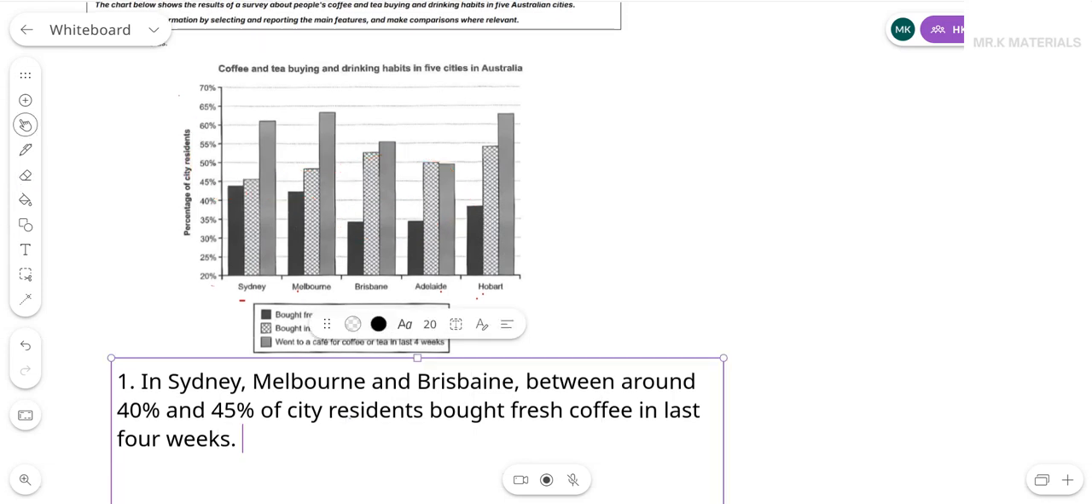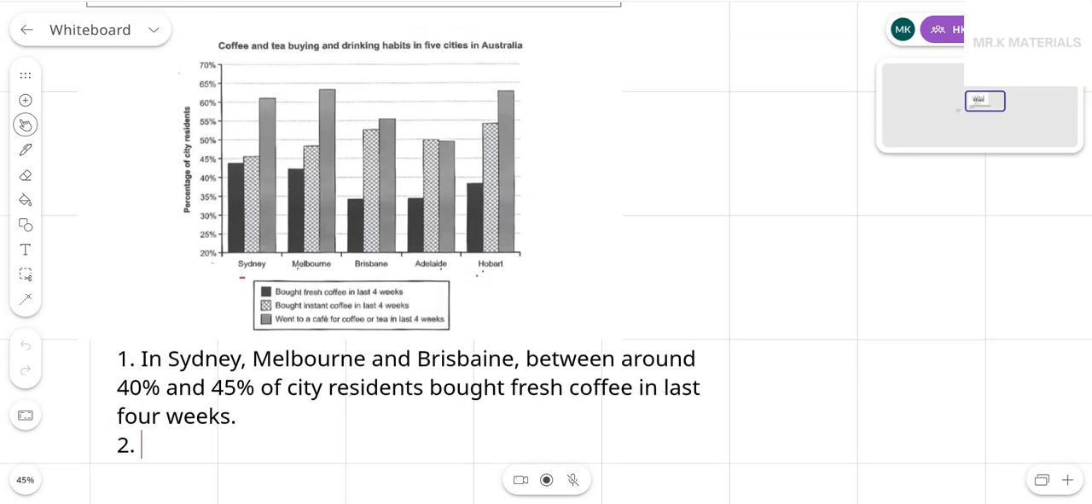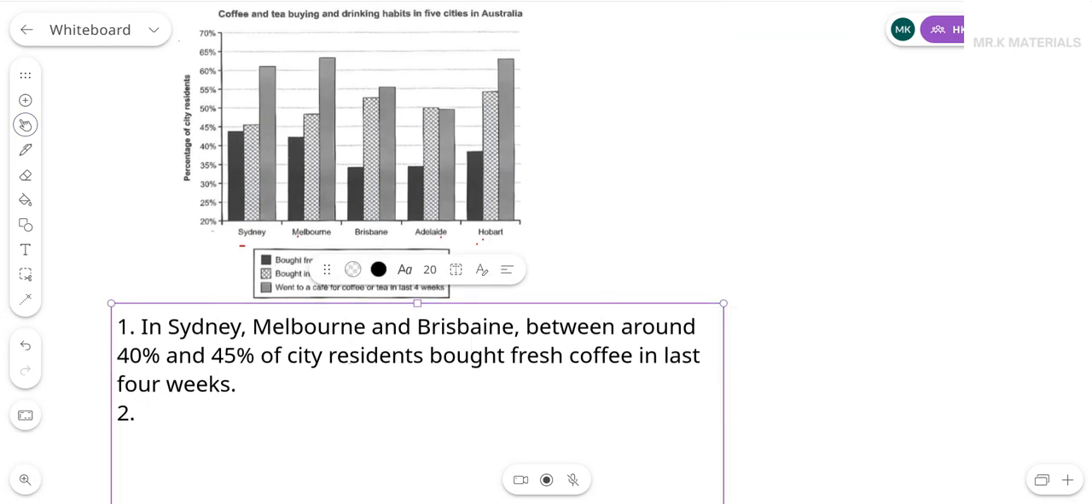All right, let's go with the second key feature. So we agreed that the second, no, we didn't agree. I just said that the second key feature is Brisbane and Adelaide, that they have 35%.